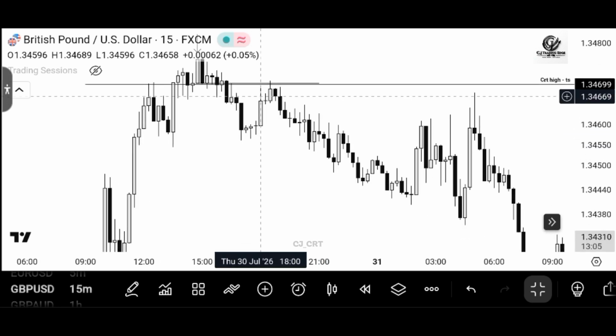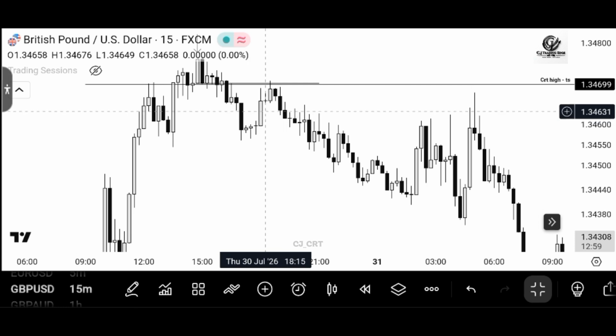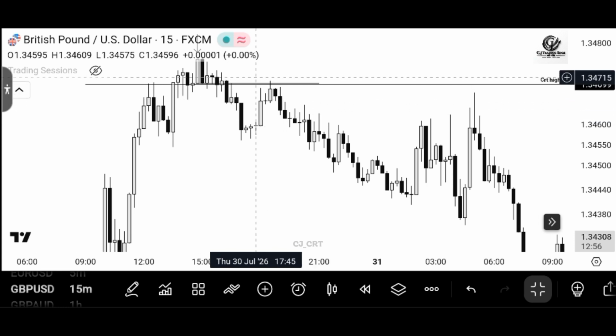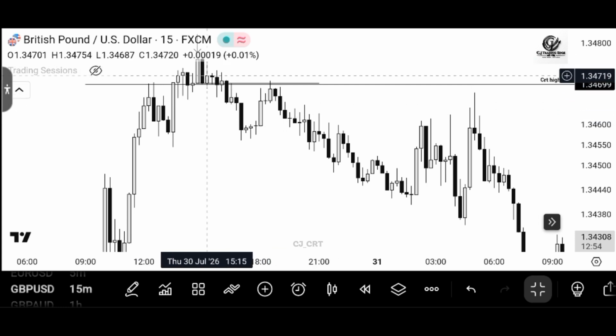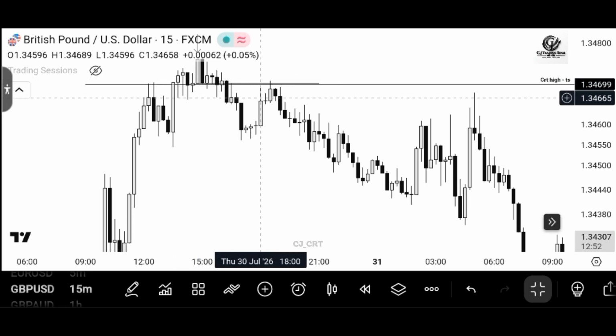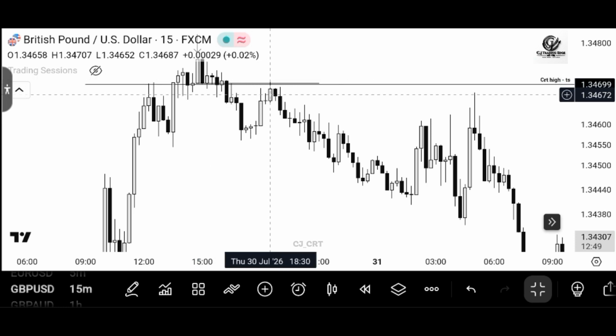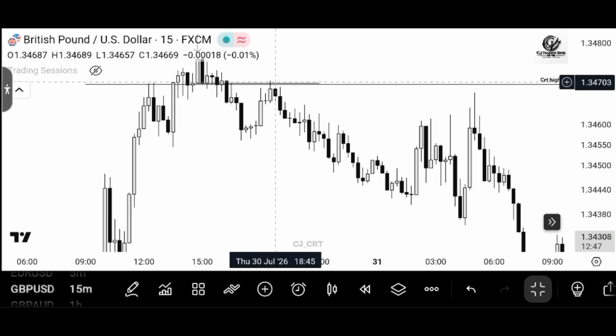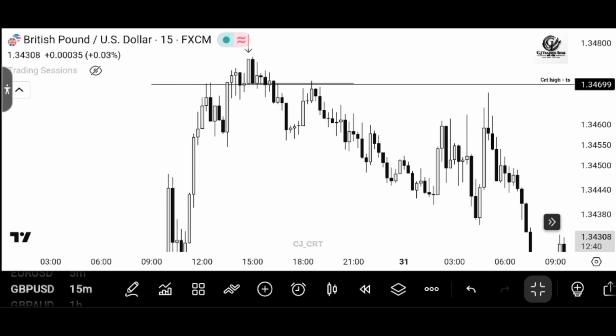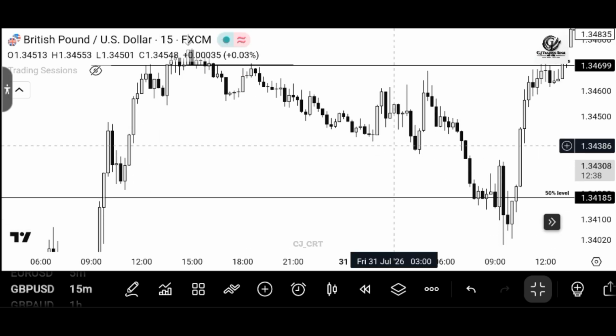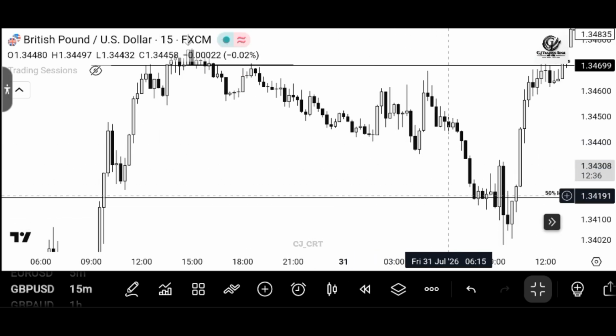My first position was in this candle because I was not expecting the market to retest this mode 1 entry. So my first position was here. So when I saw this opportunity, I made use of it and I opened the second position, and then I went for the 50% level of the CRT, the 4-hour CRT candle.